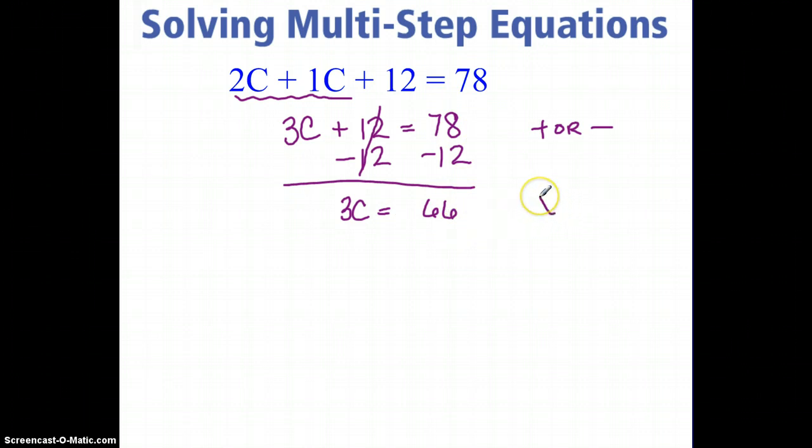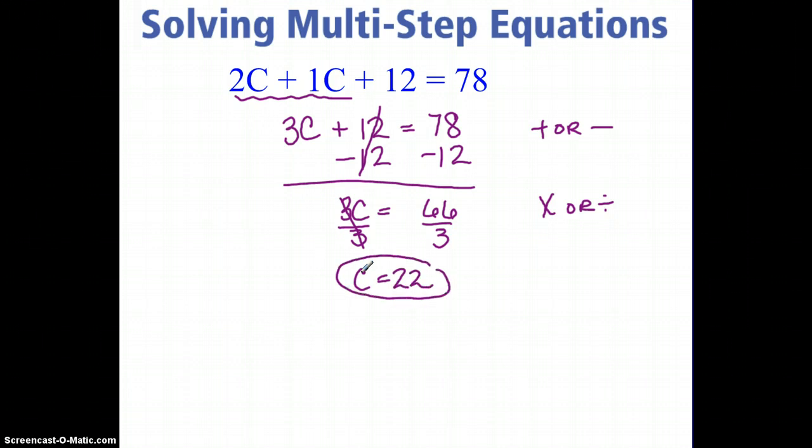So now I'm at the point where I'm going to get rid of any multiply or divide. So 3 times c is what I see here. So to get rid of this, I'm going to divide both sides by 3. So I can see this cancel, and c equals 22.